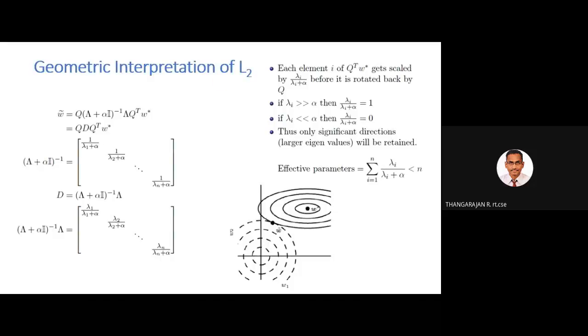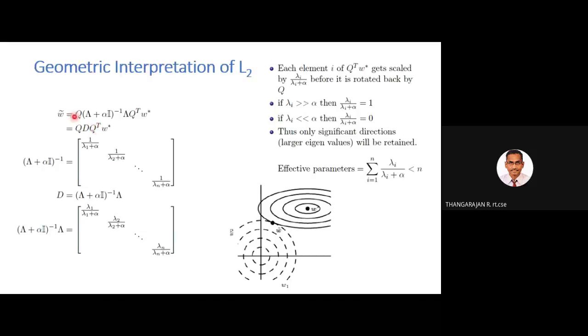And this is where you have to go through certain mathematical rigor to prove the geometric interpretation, which I will just give here. W tilde is the weight matrix after regularization, and W star is the weight matrix before regularization. So before regularization, this is your optimal W star.